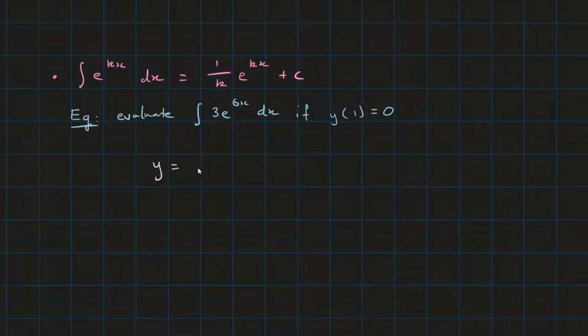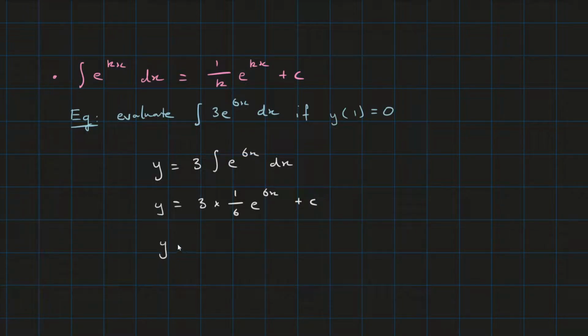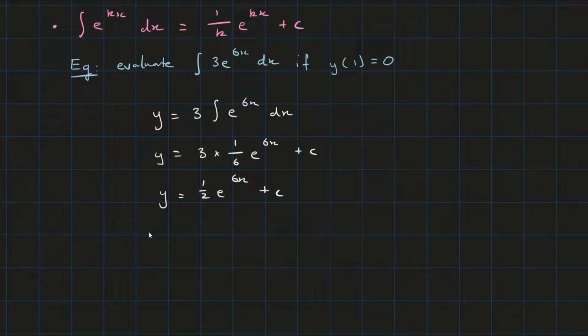So y is going to equal the integral of 3e to the power of 6x, but what I can do is take out the 3 to make my algebra a bit easier, like that. So this is going to equal 3 multiplied by the integral of e to the power of 6x. So using the rule, it's 1 over 6 e to the power of 6x, and then plus c on the outside. So we've got y is equal to 3 over 6, so that becomes 1/2 e to the power of 6x plus c.